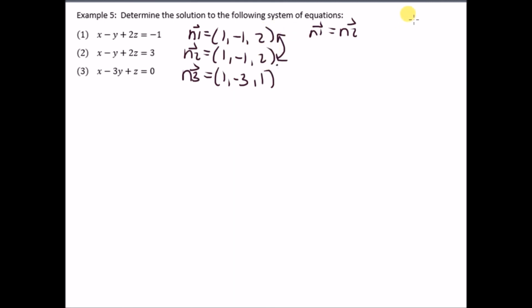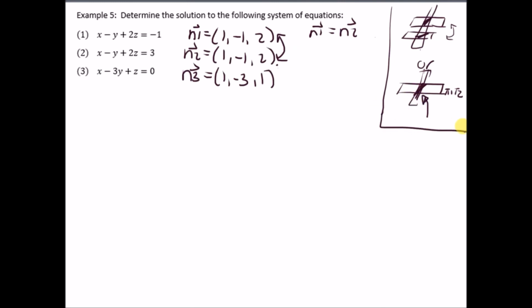So our debate is, are these parallel? In the parallel case, there's no point of intersection. The third one's going to cut. Each of them individually have a line of intersection with each one individually, but all three planes will not intersect. Or option 2 is plane 1 and plane 2 are going to lie on top of one another, and plane 3 will cut it in a line, and therefore we would have to find the line of intersection.